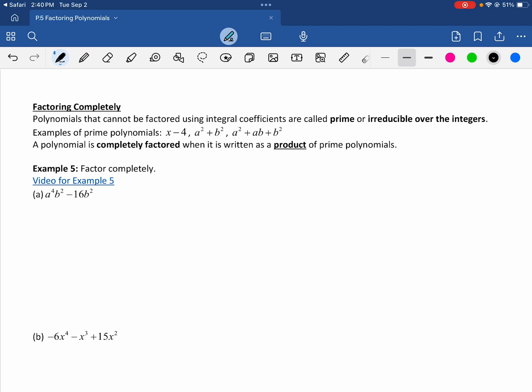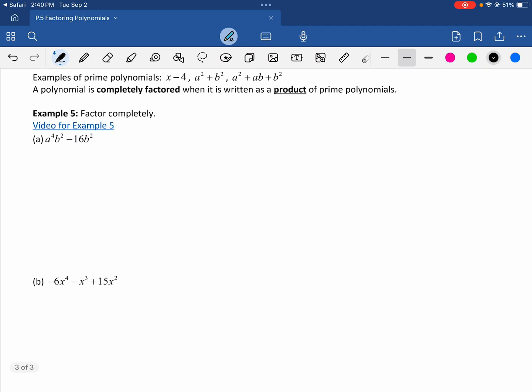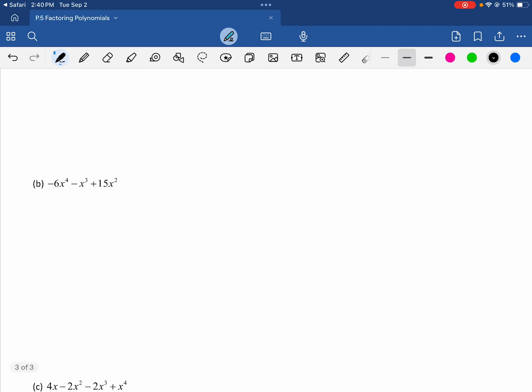Yeah, so let's look at the second example here. The first one is available through that video. The second one here, first thing I'm going to look for is, does it have a greatest common factor? Looking at all 3 of these terms, it looks like that they all have at least an x squared. And also, so I don't have to deal with that negative there, I'm going to take that negative out. So negative x squared for a GCF, which is going to leave me with 6x squared plus x minus 15. And so just flipping all the signs of those as I took that negative out.